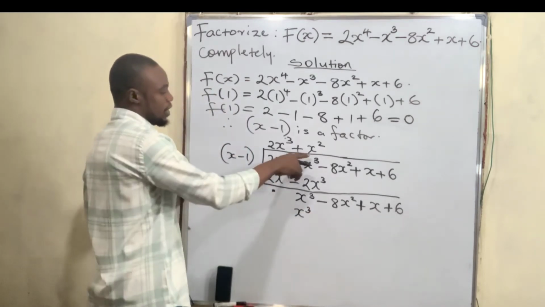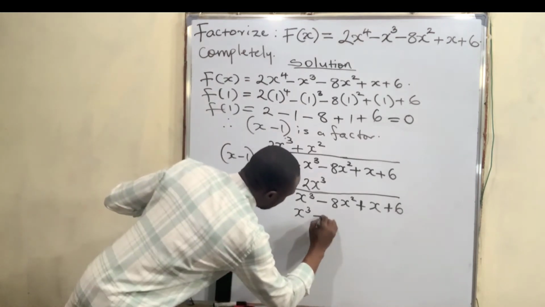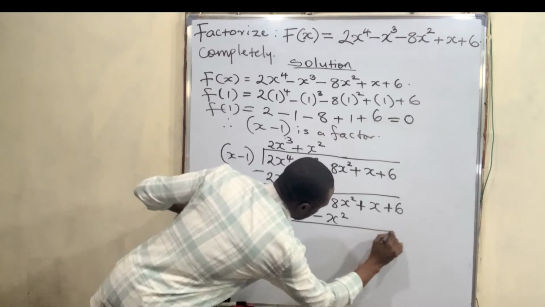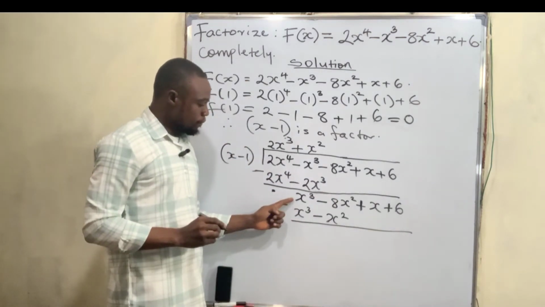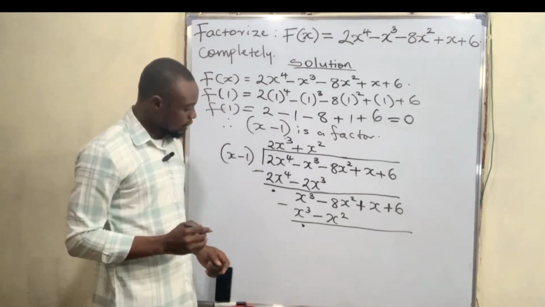Again, x to the power of 2 multiplied by minus 1 here gives us minus x to the power of 2. So if we draw a line completely here and put an imaginary minus sign, we have x to the power of 3 minus x to the power of 3 is 0. So I'm going to put a dot there.